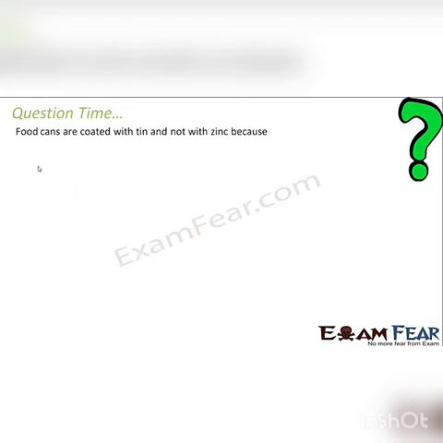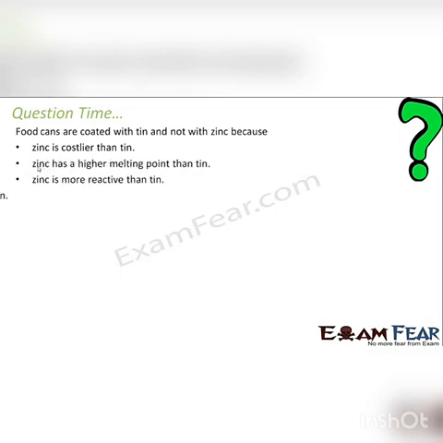Food cans are coated with tin, not zinc. Why? They've given 4 options. Zinc is costlier than tin. Zinc has a higher melting point than tin. Zinc is more reactive than tin, and zinc is less reactive than tin. The answer is obviously that zinc is more reactive than tin. That's why it is coated with tin, not zinc, right? Since tin is less reactive and zinc is more reactive, it is coated with tin, not zinc. Correct?